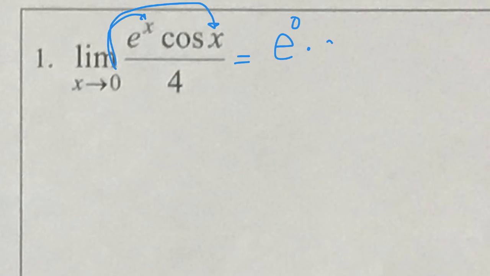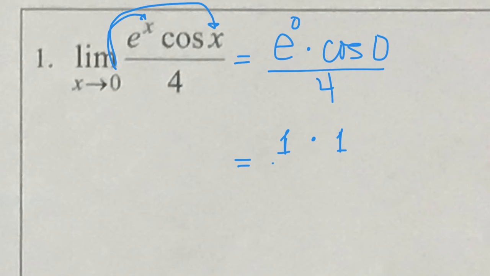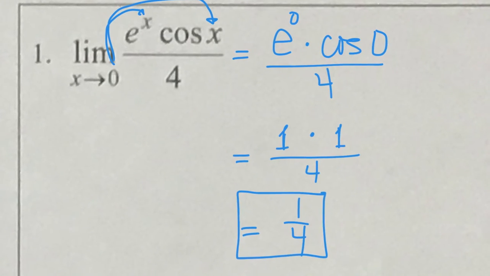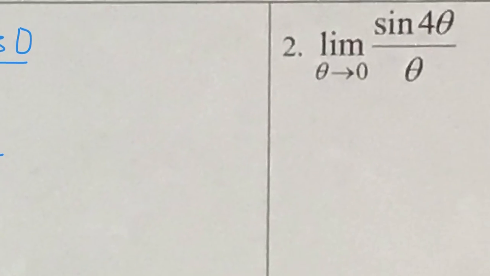e to the 0 times the cosine at 0 divided by 4. Sorry, that's a 0, not a theta. So e to the 0, just like anything to the 0, is 1. The cosine at 0 is also 1. So 1 times 1 divided by 4 is 1/4. So the limit of this function as x approaches 0 is 1/4. Direct substitution here works just fine, and that's always our first try.